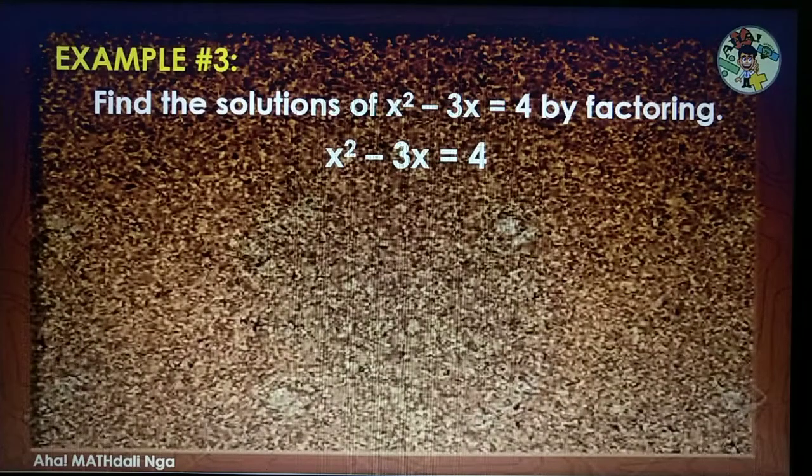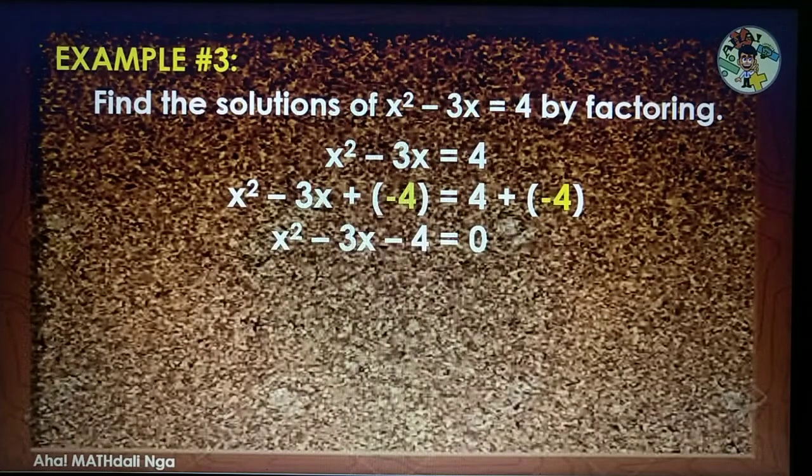We will make positive 4 in the right side of the equation to 0. To do that, we will add negative 4 to both sides of the equation. So we have x squared minus 3x plus negative 4 is equal to 4 plus negative 4. Let's simplify. We have x squared minus 3x minus 4 is equal to 0.